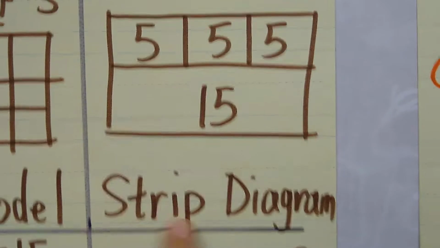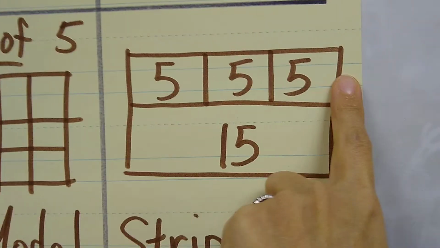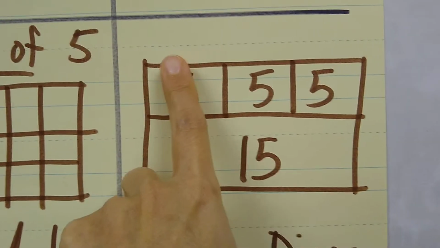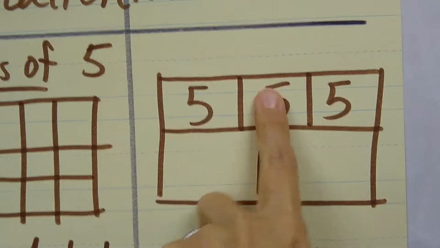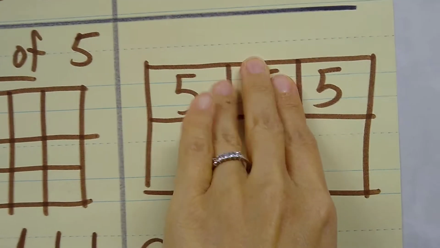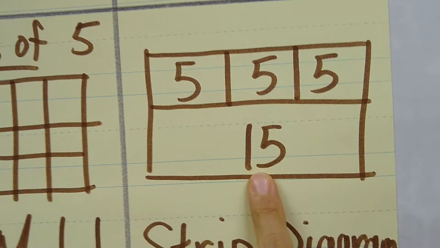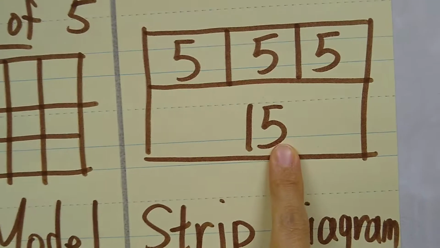Here's a strip diagram. The number of boxes on top means how many groups. And we have 3 groups, 1, 2, 3, and 5 in each group. And if you add them all up like a puzzle, you have a total of 15. The number at the bottom is your total.